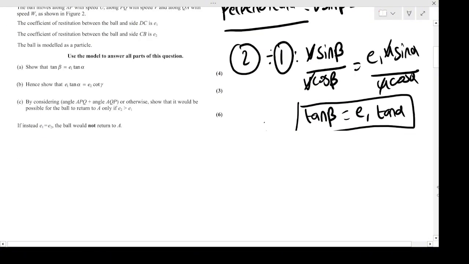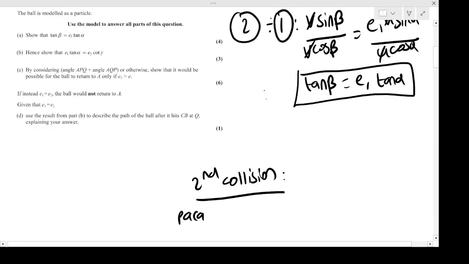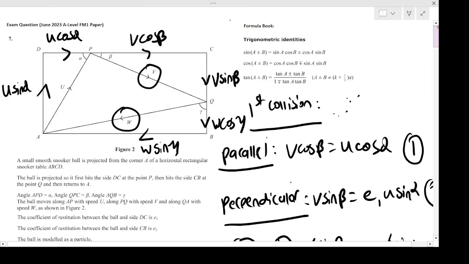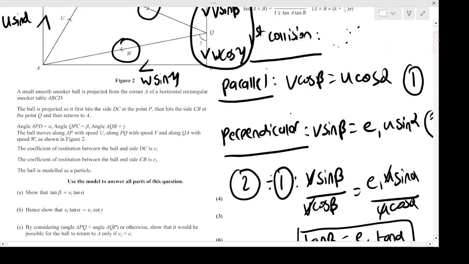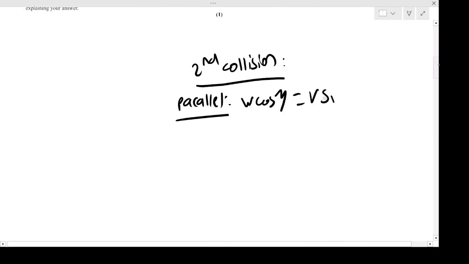So if I now do the parallel equation, what's parallel to the wall here? It's going to be these two components, right? So W cos gamma is going to be V sine beta, and then perpendicular.